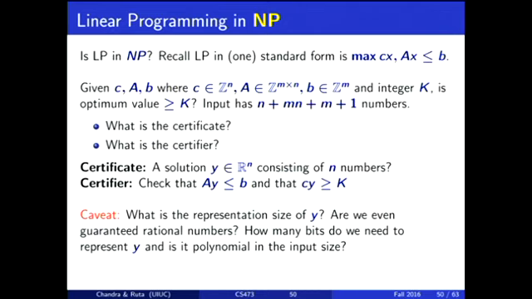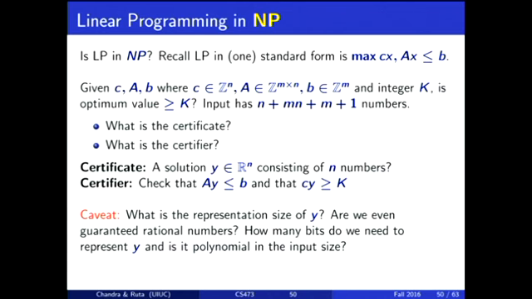I give you this standard form: max Cx, Ax less than or equal to B. Well, as a decision problem, what is the problem? I give you this C, A and B and also some number K, and I ask: is there a feasible solution of value at least K? That is the decision version of LP.